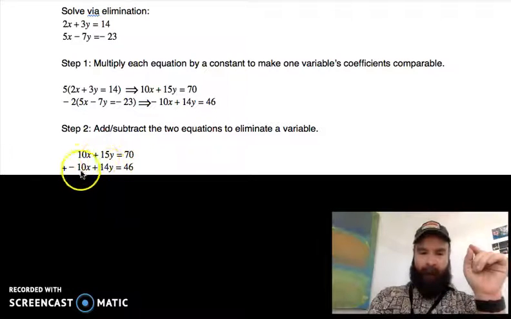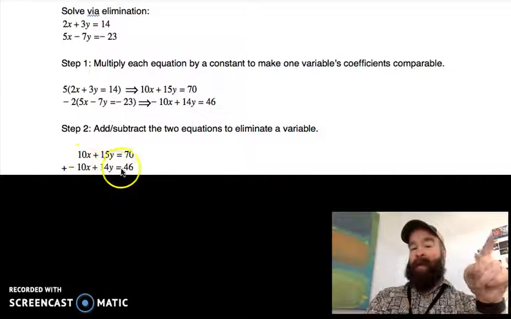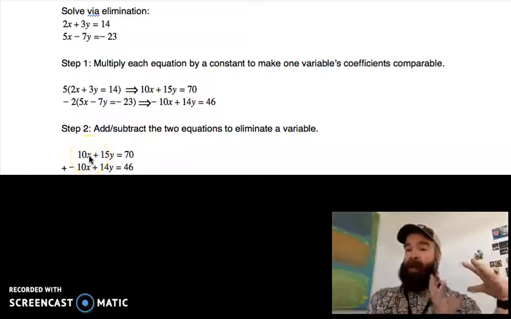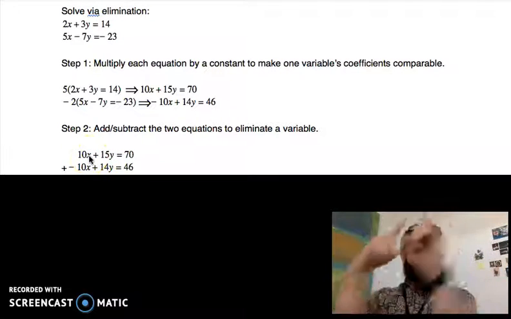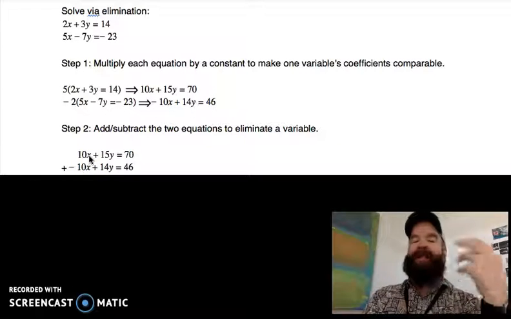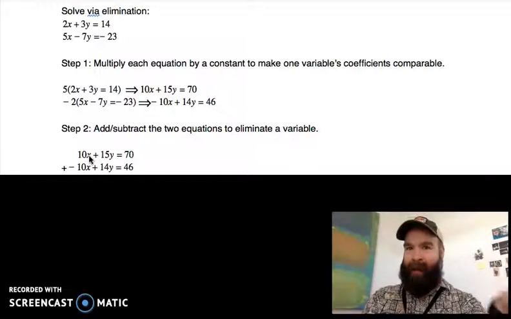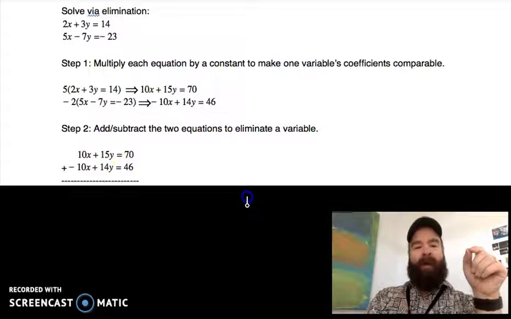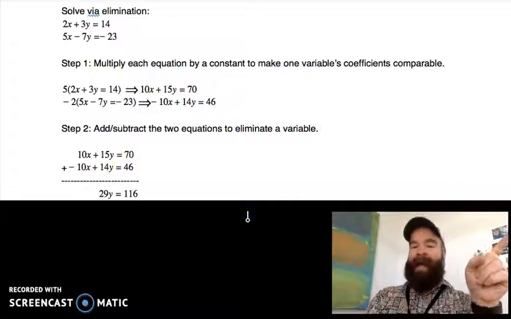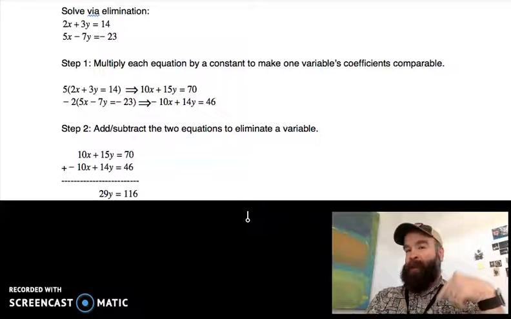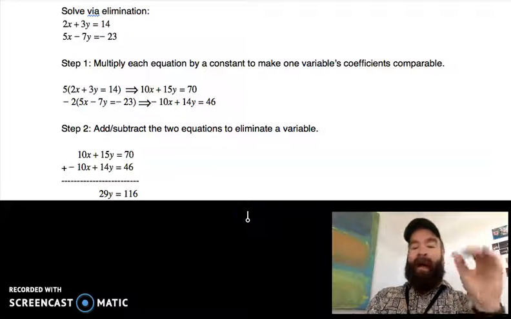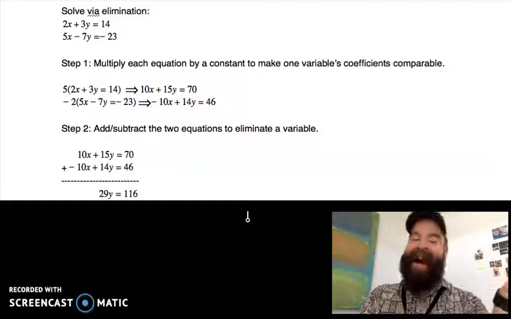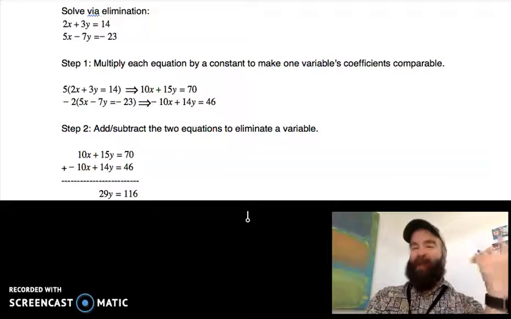So this equation right here says that -10x plus 14y equals 46. So if I add -10x plus 14y to one side of the equation and 46 to the other side of the equation, I'm actually adding the same thing to both sides of the equation because they're equivalent. All right, so when I add these two equations together, the x's go away because -10x plus 10x is 0. And then the y's add together, they give you 29y. There are no z's, and the constants are 70 plus 46, that's 116.